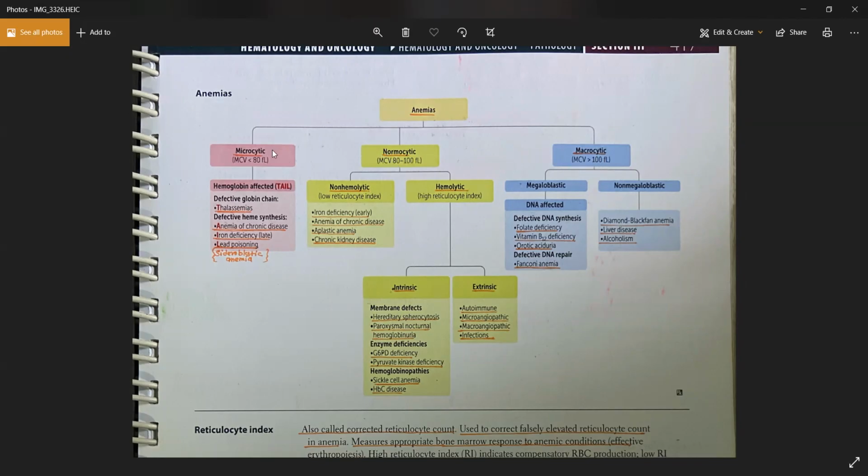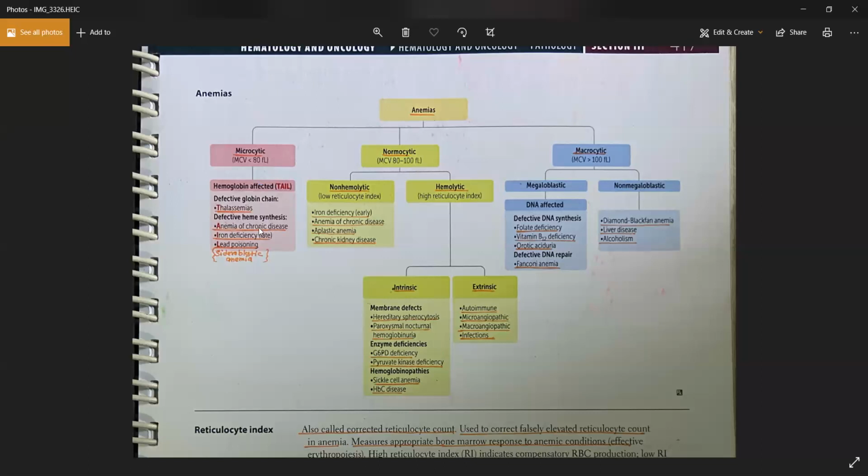The causes of the microcytic anemia include any disorder which involves damage of the hemoglobin, either the heme part or the globin part, right? For the heme part, it requires the porphyrin and the iron, right?